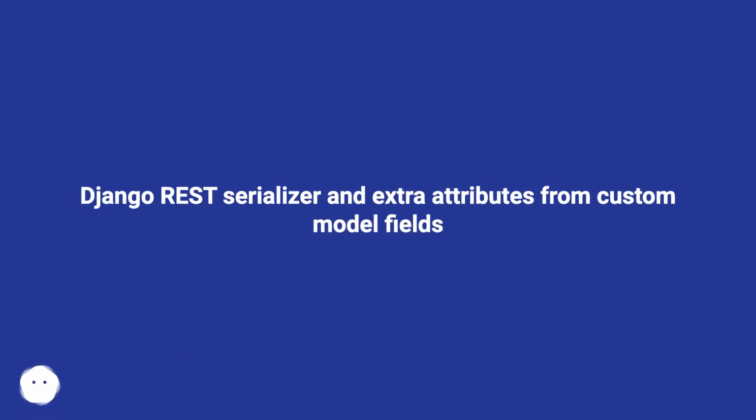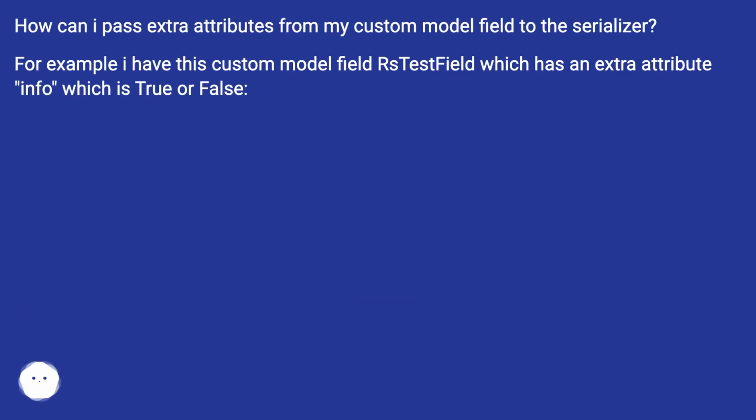Django-rest serializer and extra attributes from custom model fields. How can I pass extra attributes from my custom model field to the serializer? For example, I have this custom model field rest field, which has an extra attribute info which is true or false.